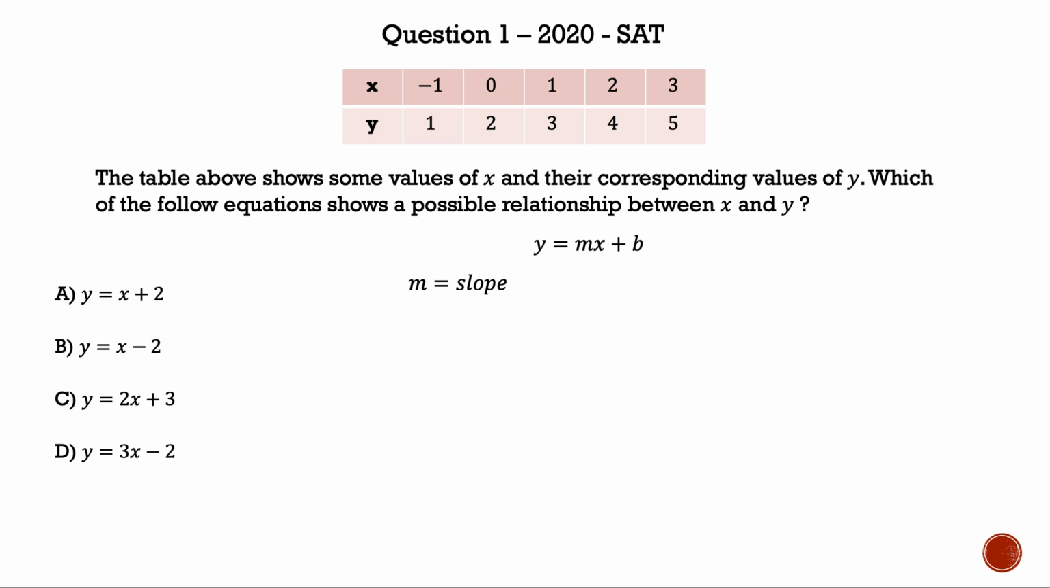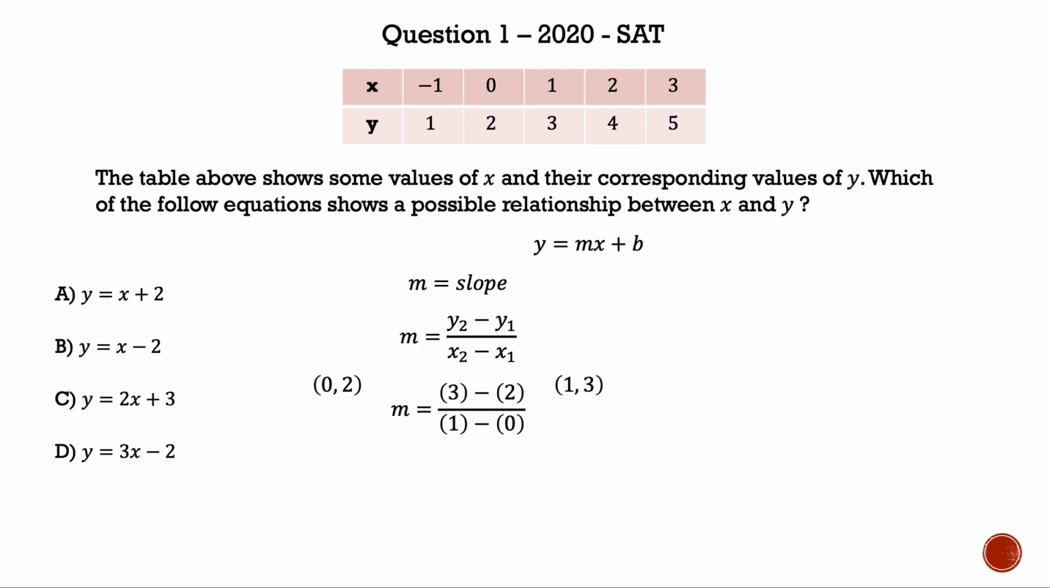First, we need to find the slope. Do you remember the slope formula? That is correct. The slope formula is m is equal to y sub 2 minus y sub 1 all over x sub 2 minus x sub 1. Now, we need to pick 2 points from the table, so we pick the points (0, 2) and (1, 3). Now, let's substitute the points into the formula.